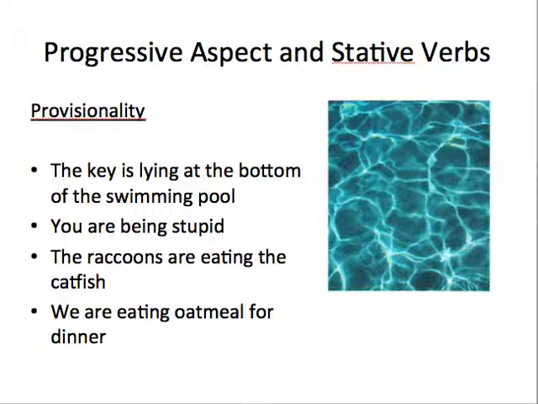And we're eating oatmeal for dinner. Maybe because we can't afford anything else, but it's not something that we're going to eat every evening for dinner. So it has a certain temporary state. So again, that illustrates the interaction of progressive aspect and certain stative verbs.